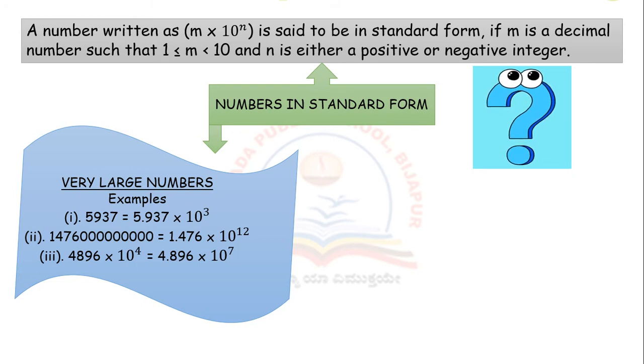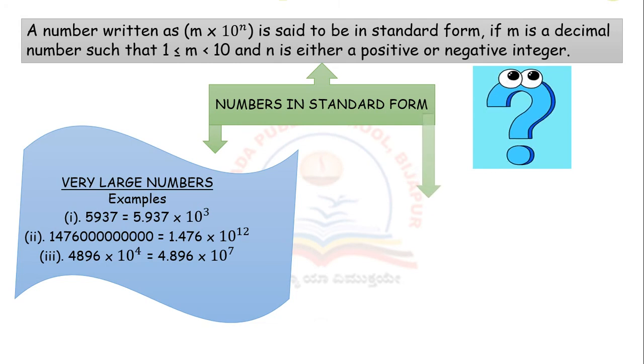Examples, 5937 can be expressed as 5.937 into 10 to the power 3. Similarly, 1,476,000,000,000 can be written as 1.476 into 10 to the power 12. The standard form of 4896 into 10 to the power 4 is 4.896 into 10 to the power 7.